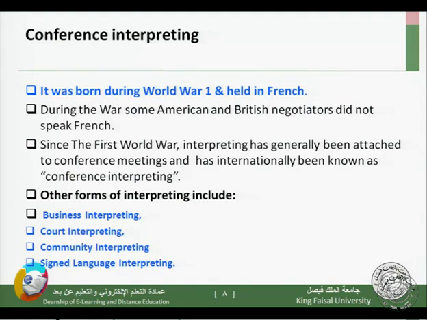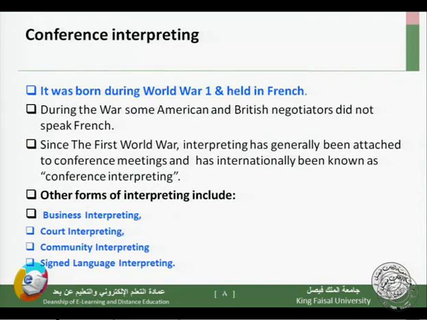Of course, now some other forms of interpreting have developed and have been used by so many organizations, so many people, most of the world. Now we have something called business interpreting. We have something called court interpreting, community interpreting, sign language interpreting. Business interpreting, like when you are holding a business meeting with, for instance, a Chinese team and the Saudi team, or British team or American team with the Saudi team. You need an interpreter in business, you know, so this is business.